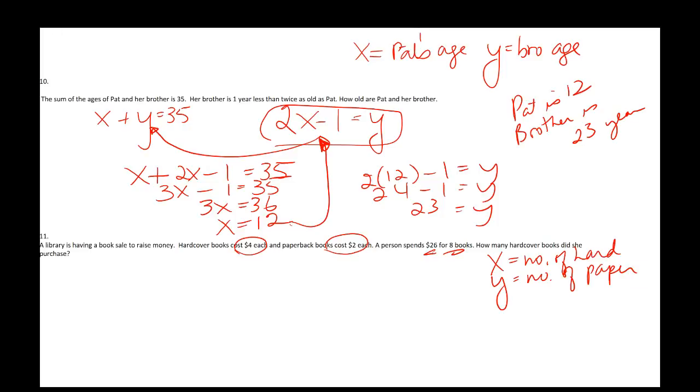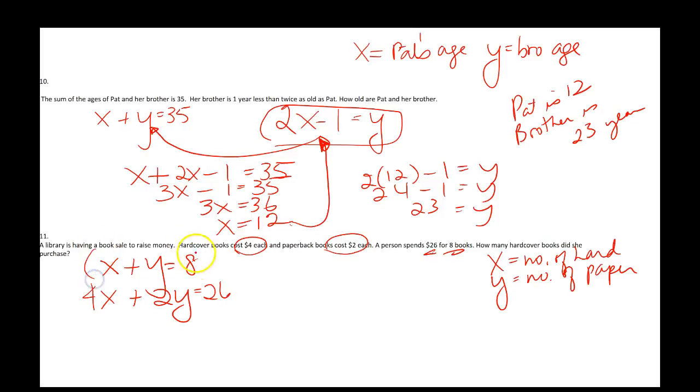Well, we know they bought a total of 8 books. Well, the number of hardcover plus the number of paperback has to equal 8. But how about the value? They spent $26. Well, each hardcover book is 4, so $4 times each hardcover book she bought, plus $2 times each paperback book she bought should be $26. I could solve this by substitution or elimination. I'll use elimination since we haven't done that in the story problem yet.